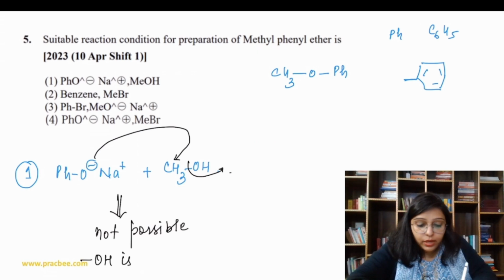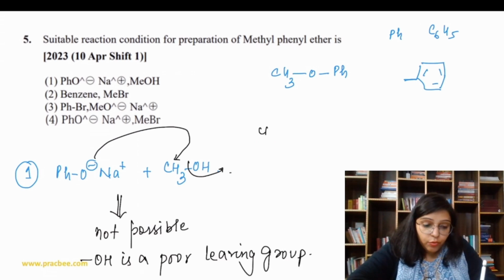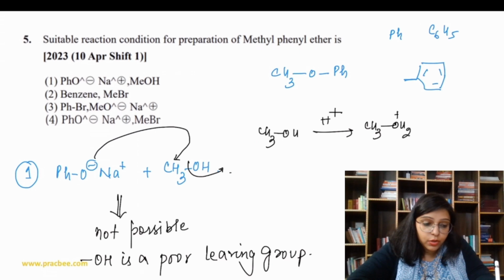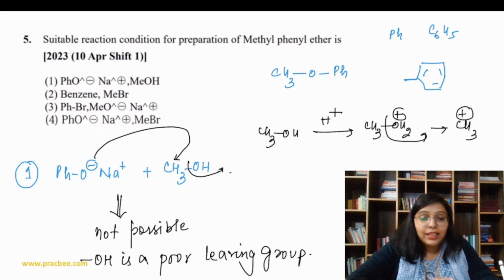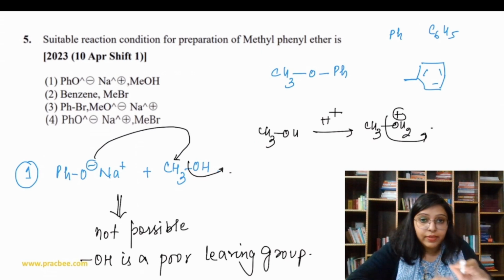OH is a poor leaving group. We cannot remove OH directly. If we want to remove OH, an acidic medium should be present so that it is converted to CH3OH2 positive, and then OH2 can leave. Then this can happen. Otherwise, no. Clear? Otherwise, no.